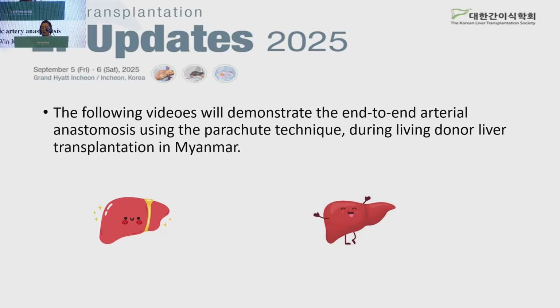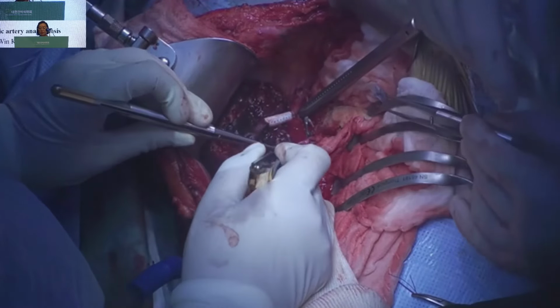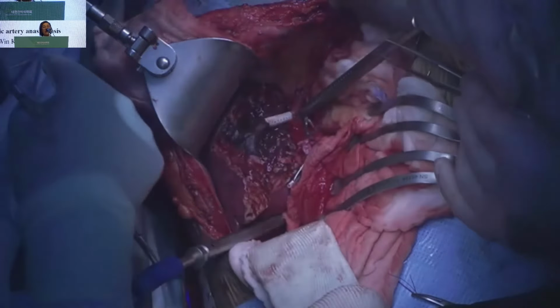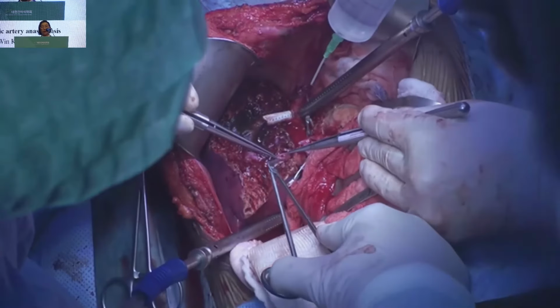The following video will demonstrate the end-to-end arterial anastomosis using the parachute plus combination plus spatulation techniques. Please show the video. This is the second case. After finishing, I prepared the first case.